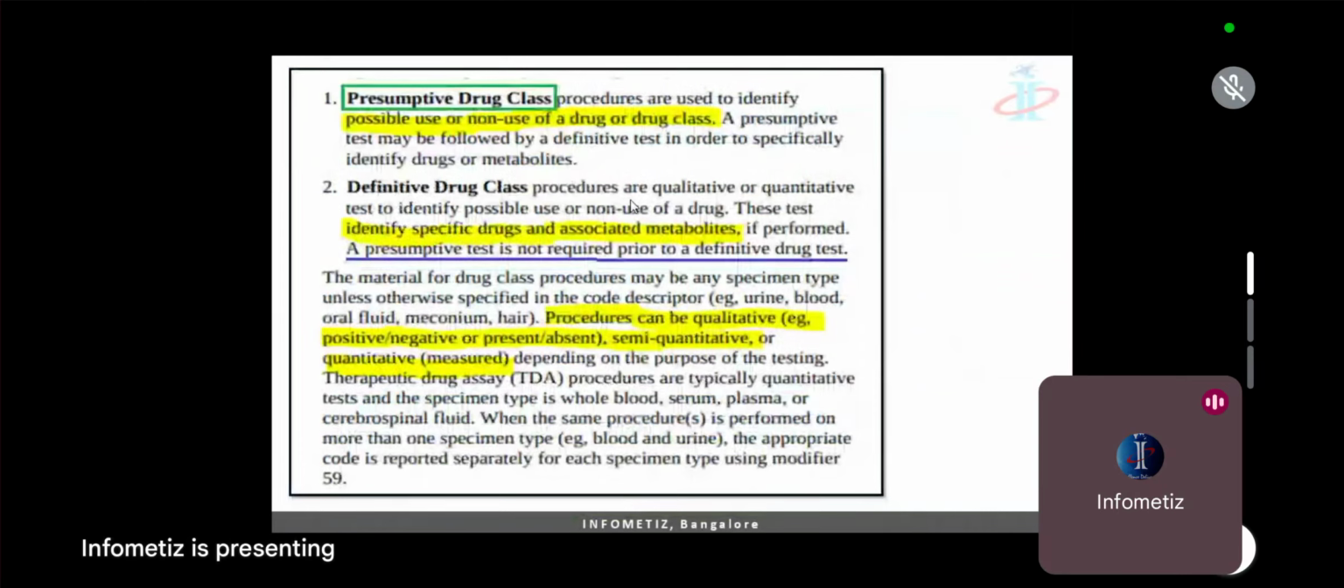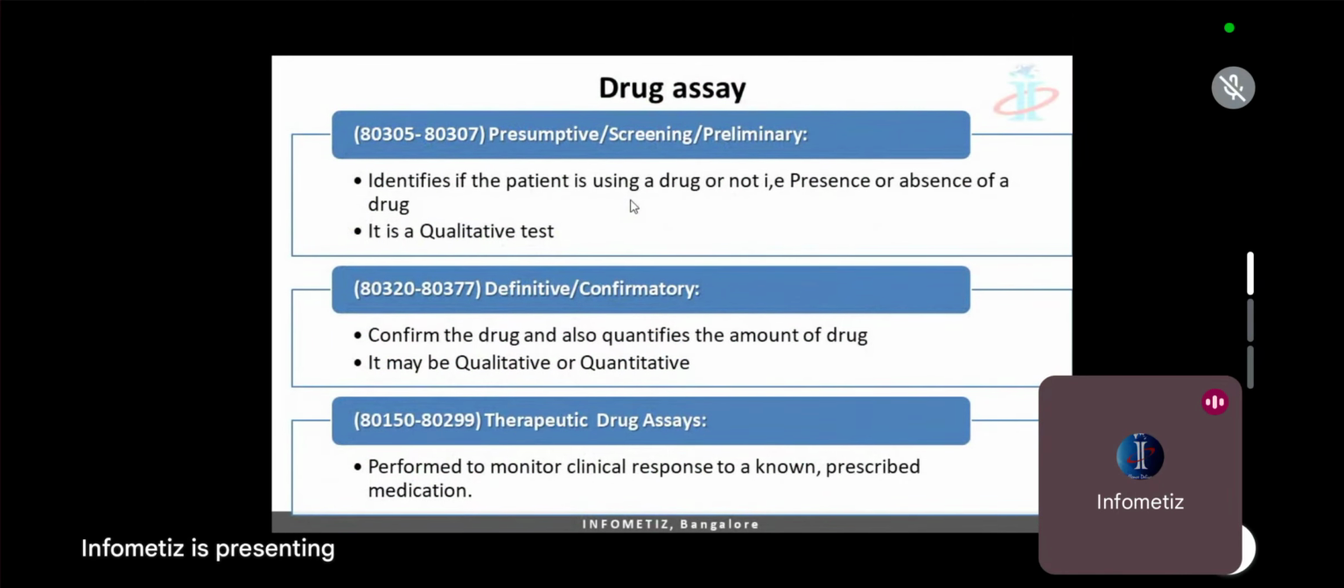Then later we have seen this presumptive drug screening 80305, 6 and 7. What we need to remember here, we cannot multiply this code for a single day. For one day we cannot multiply. Okay. Then definitive or confirmatory therapeutic, what we have seen, there is a direct one. Nothing to see, just go and check what is the drug name and you will find it.